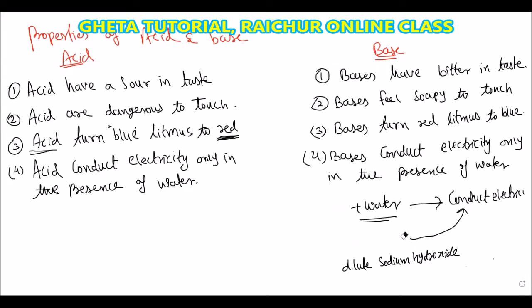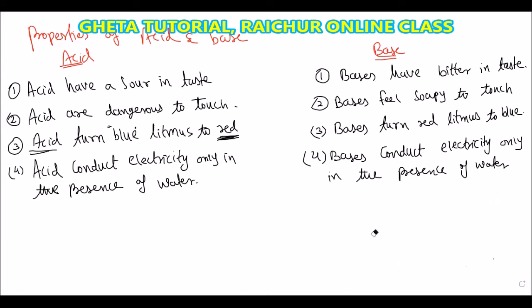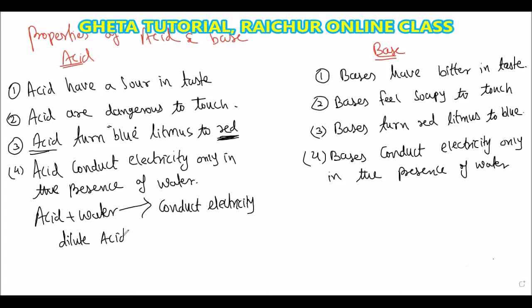So if the bases or acids need water, if the water is present, for example, if I write here acid plus water, then only they will conduct electricity. So if I write here dilute acid, they will conduct electricity because the water is present. If I write here dilute hydrochloric acid, it conducts electricity.